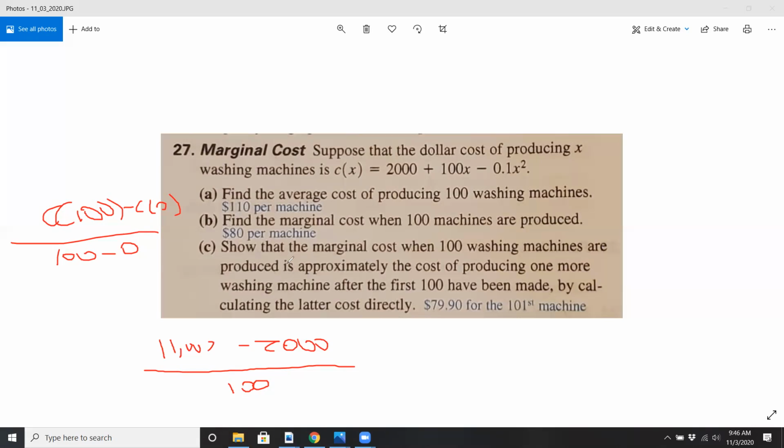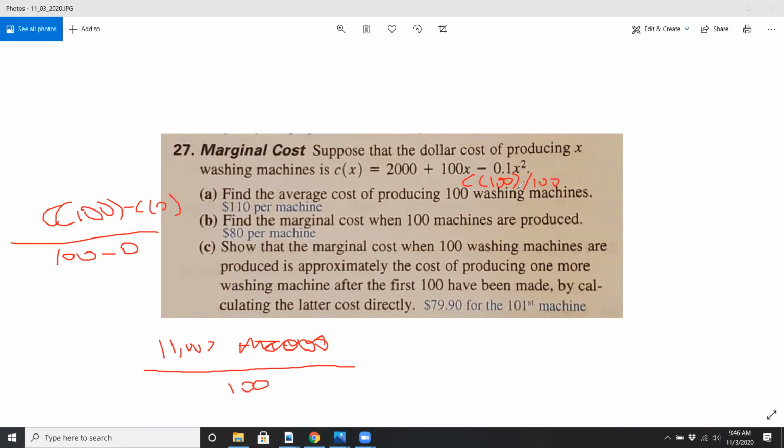Oh, well, that's strange. Hold on a sec. I'm totally overthinking this one. I'm sorry. You just produce 100 machines. Just get the cost of 100 machines and divide by 100. My apologies.